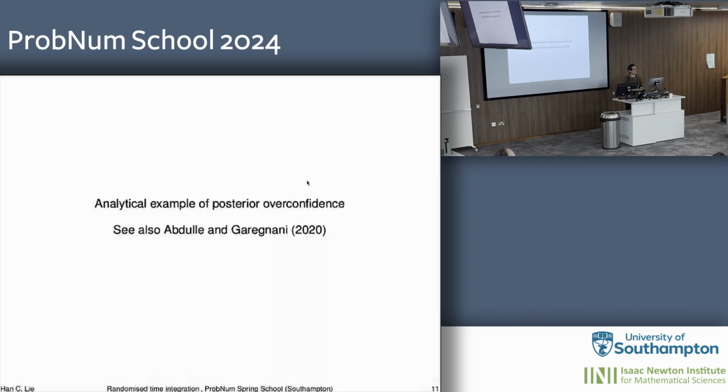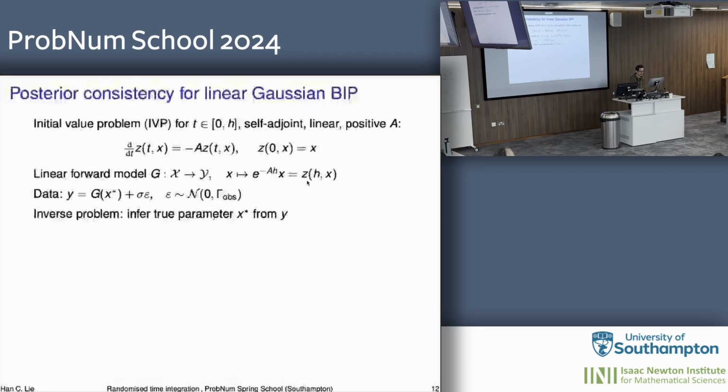Okay. But the nice thing about this is that you can actually study overconfidence in an analytical example, a really simple system. This example is based on an idea of Assyr Abdulle and Giacomo Garegnani. Let's look at a linear Gaussian Bayesian inverse problem. It's in fact just inferring the initial condition of a heat equation. This is now posed on a Hilbert space, which you can do. You have a self-adjoint positive linear operator A, and you formulate a differential equation on Hilbert space.